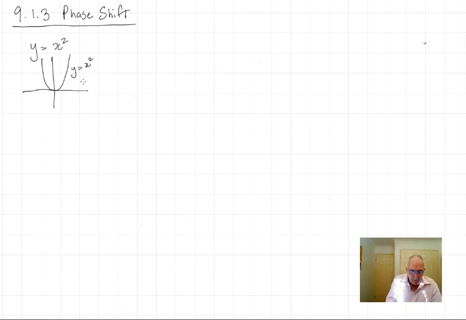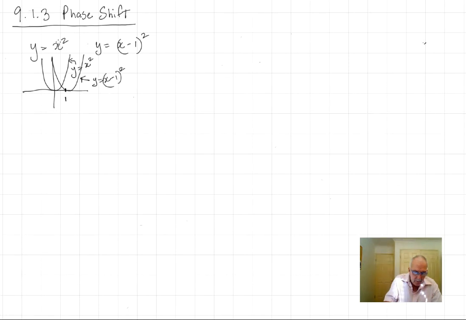Now, if we wanted to move that graph to the right, even though it's going that way, we actually subtract. So if we want y equals (x minus 1) squared, that will move it to the right 1 unit. So that graph will be moved over 1. So that may be y equals x squared. This is y equals (x minus 1) squared.